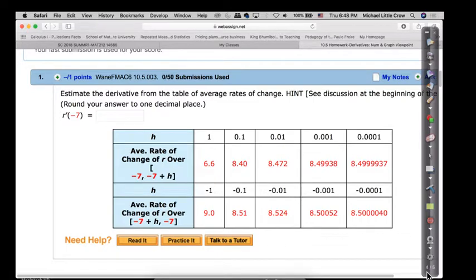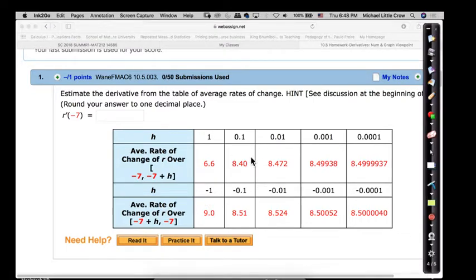So what we're doing with these ones is they've actually done all the work. But what they're asking us to find is the derivative of this function r at -7. And what they're giving us is not y values, but average rate of change. Then what they're letting h do is start at 1 and go down to 0.1, 0.01, 0.001 and 0.0001. So this is coming from one side, right?